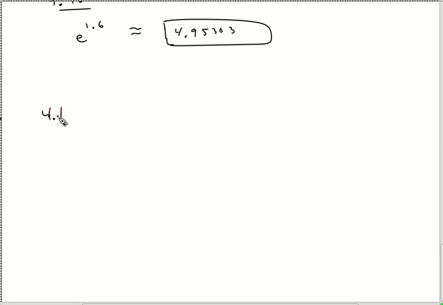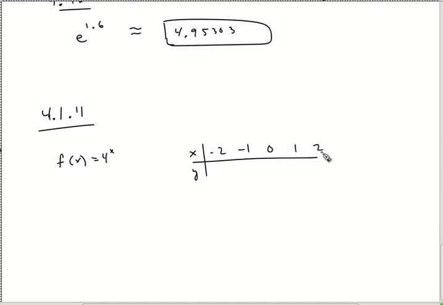Moving on, 4.1.11. It says that f of x is equal to 4 to the x power, and they want you to fill in this table. Now, again, I would use Desmos Scientific for all this stuff. It is so easy, but they want you to fill in all these values here. I'm going to do this by hand, kind of. So what is 4 to the 0? Well, anything to the 0 power is a 1. What's 4 to the 1 power? It's 4. What's 4 squared? It's 16.